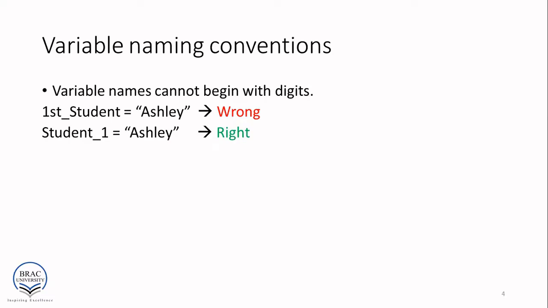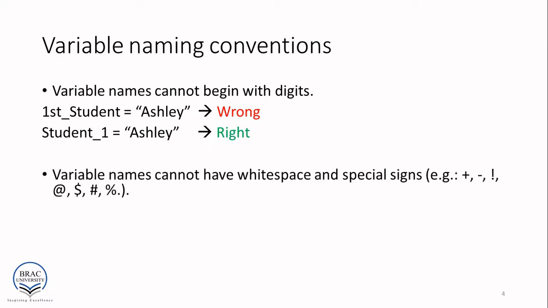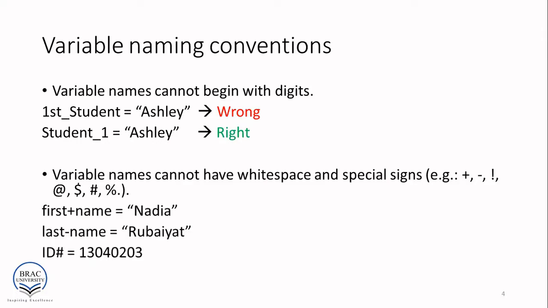The next rule states that variable names cannot have any white space and special signs. For example, addition sign, subtraction sign, exclamatory sign, etc. So if I declare my variable name as first+name, it will be invalid. Again, if I use a hyphen between my variables, it will also be wrong. Similarly, I cannot use any space between my variables or any other symbols except for an underscore sign.